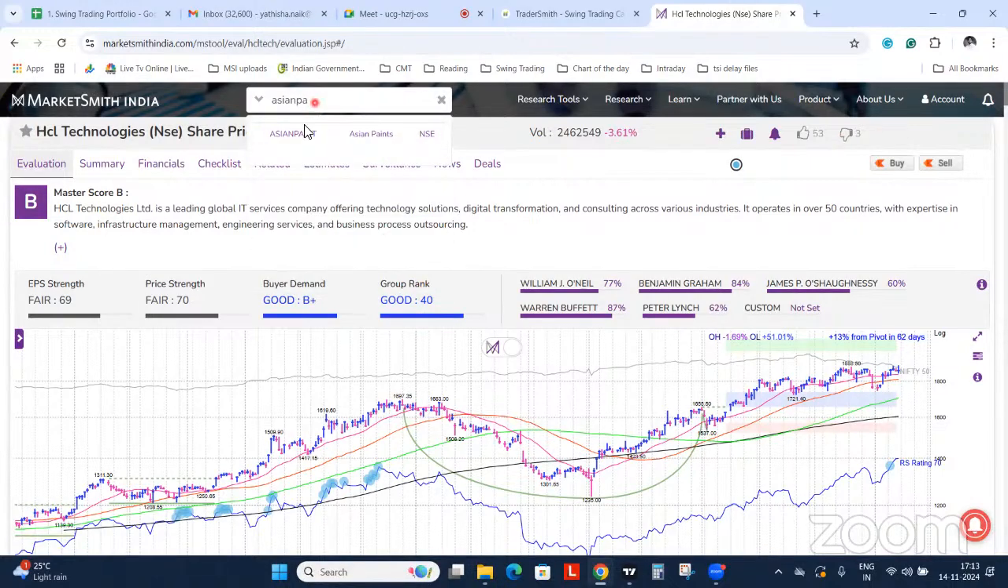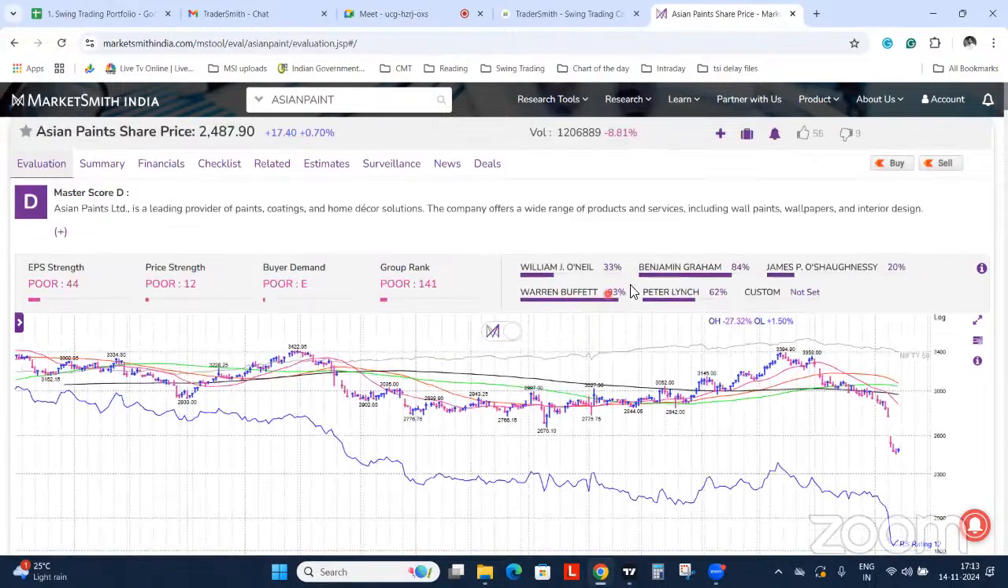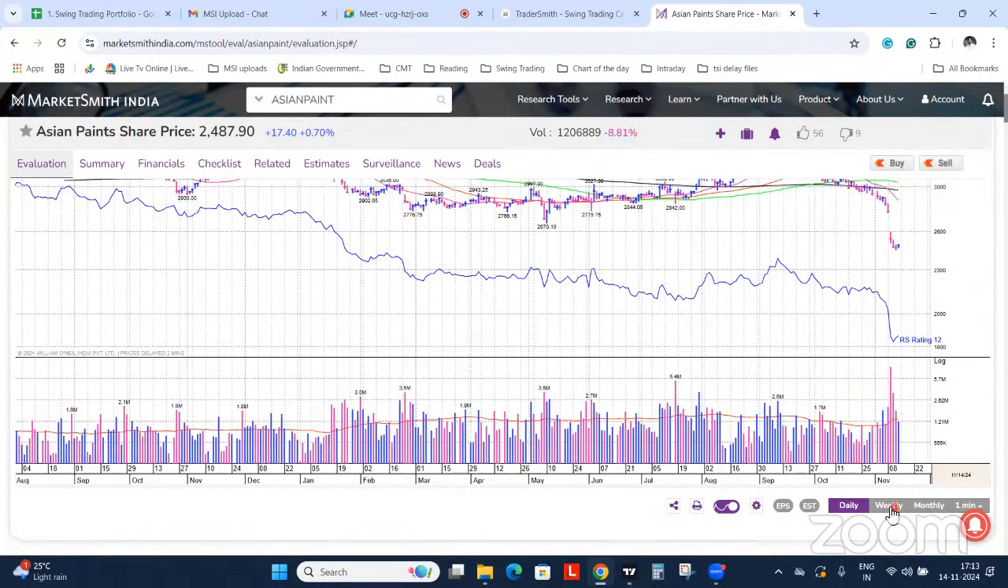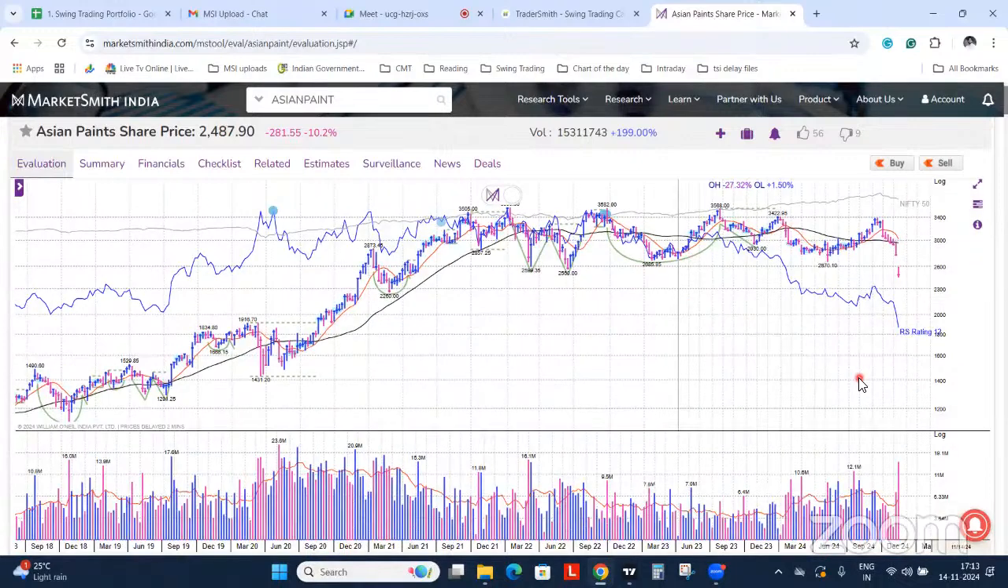For the last almost 2-3 months, there have been bad days for Asian Paint. A few days back, when the numbers came, it was seen that it has lost market share, while other paint companies like Indigo Paints, Grasim and JSW are gradually gaining market share, and because of that a gap down opening happened.